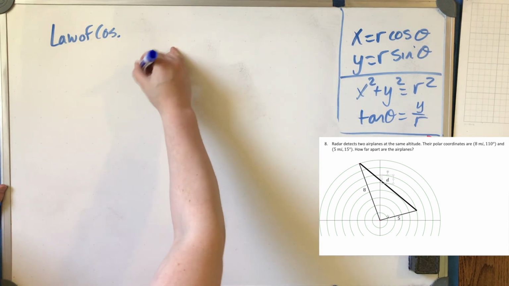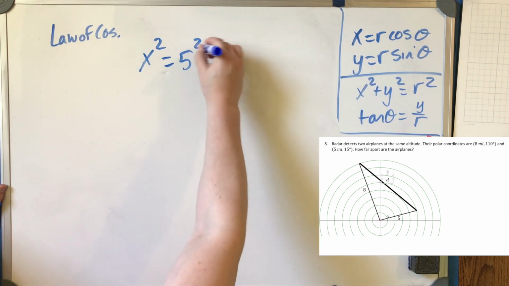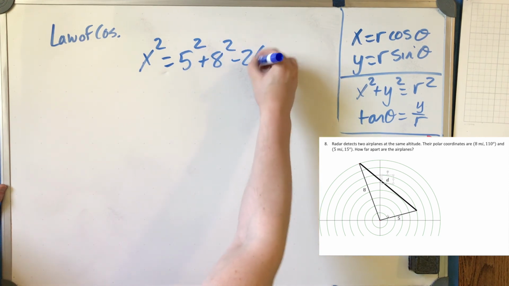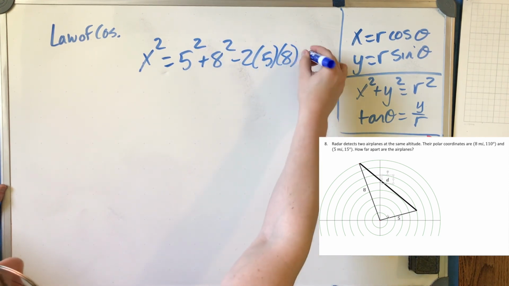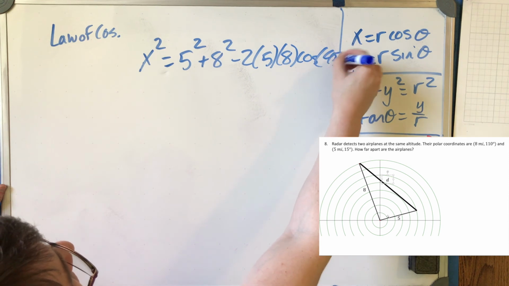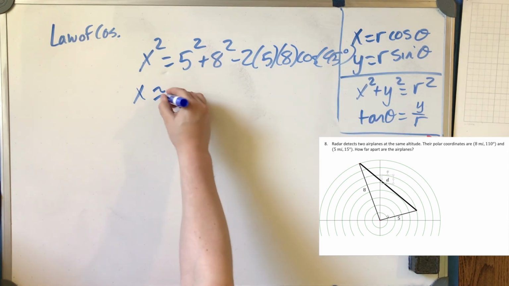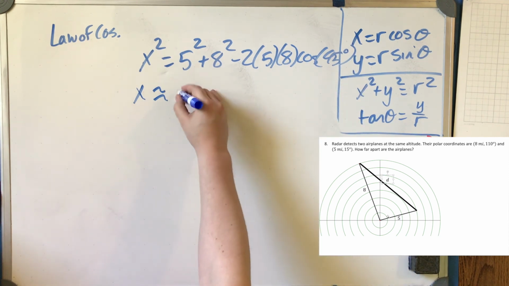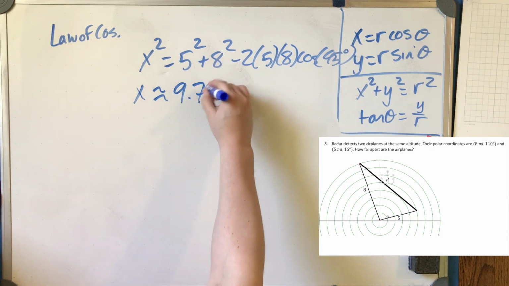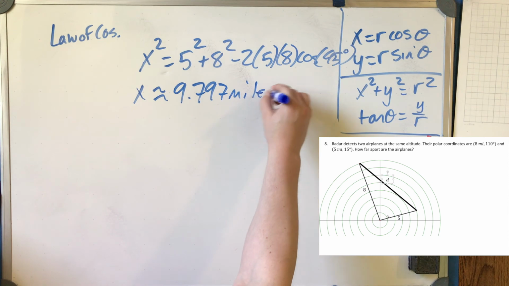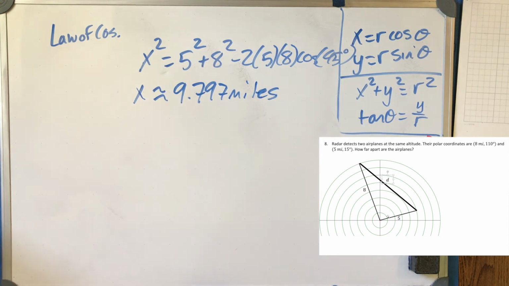And we would have x squared equals 5 squared plus 8 squared minus 2 times 5 times 8 cosine of 95, kind of cutting off over there, my bad. And then this is all calculator work from here, so x is going to be 9.797 miles. And that wasn't too crazy difficult. We just converted it back to something that we learned a long time ago, and it made our life really, really easy.